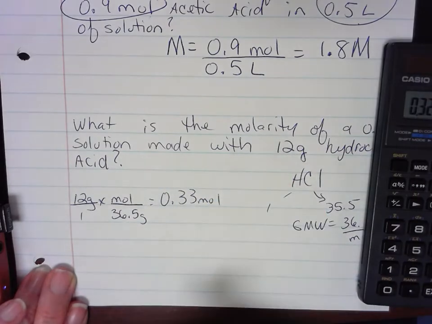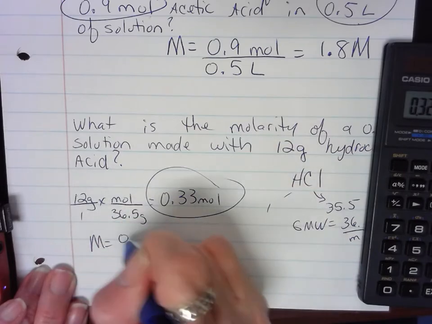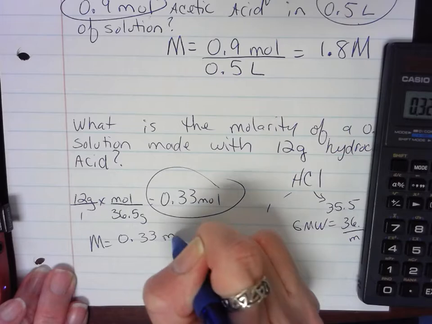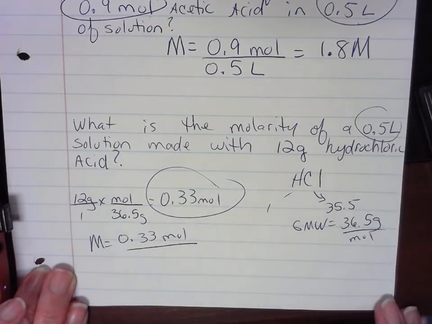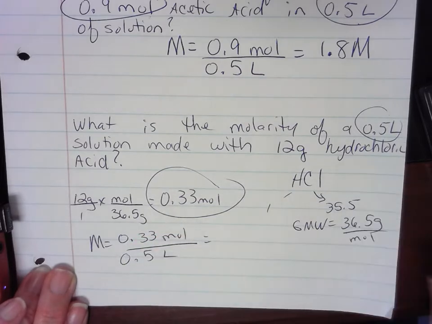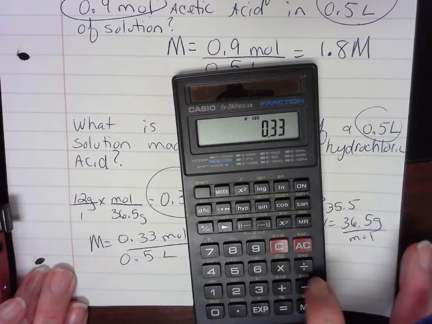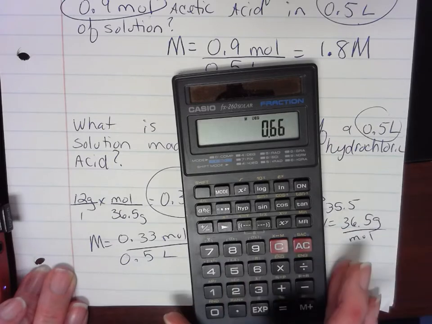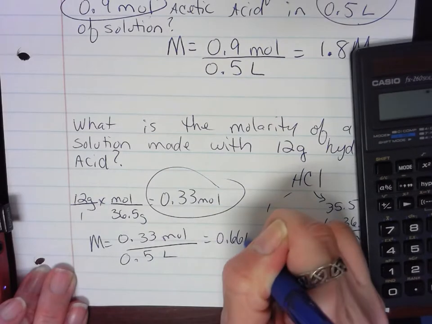So molarity is 0.33 moles divided by my 0.5 liters of solution. So 0.33 divided by 0.5, and you get a 0.66 molar solution.